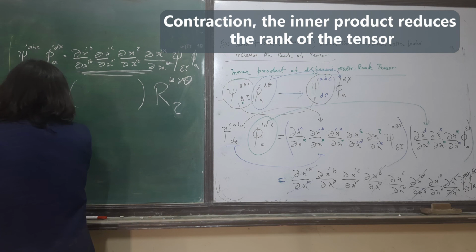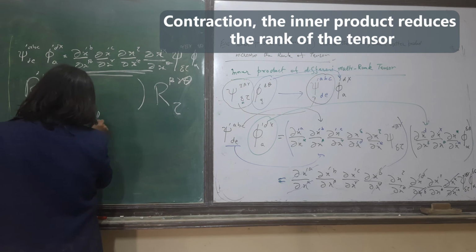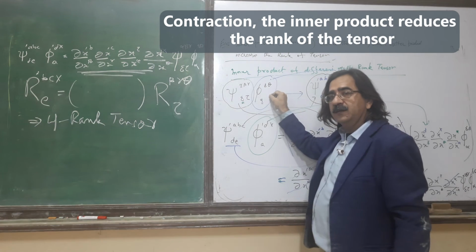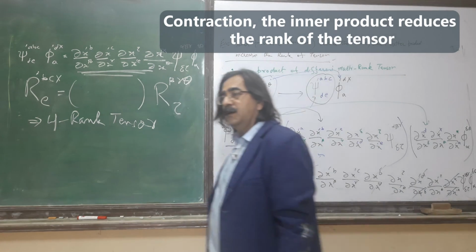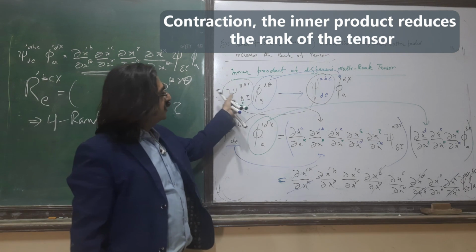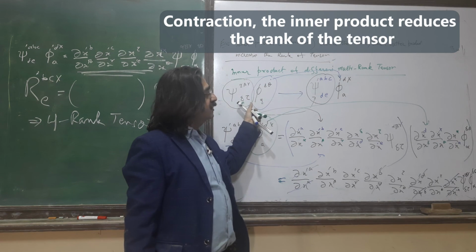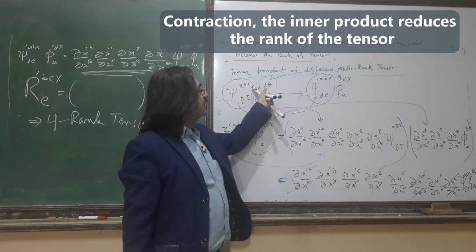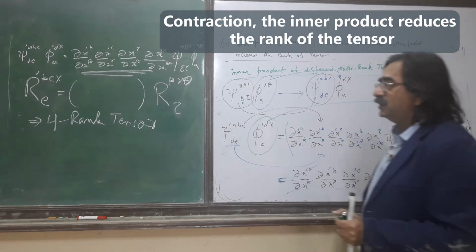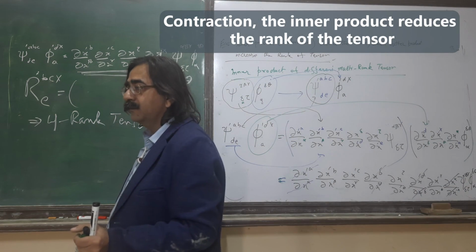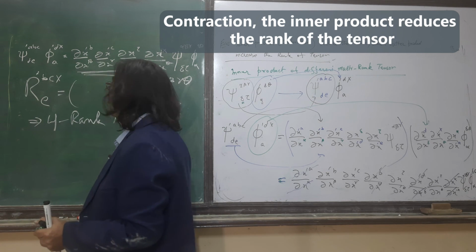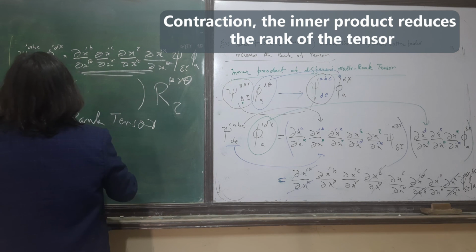So this implies that this is a rank 4 tensor. When we take the inner product between these two, if there are two contraction indices, actually there were 1, 2, 3, 4, 5, 6, 7, 8, but they reduced to 4. So the contraction will reduce the rank of the tensor. All this we know from the transformation law. Got it?